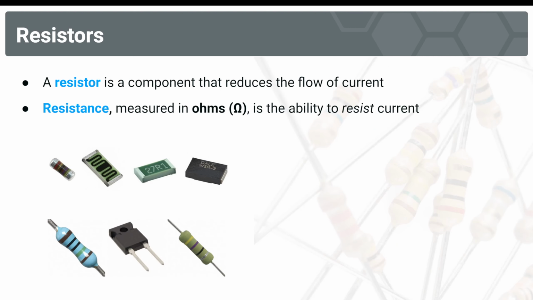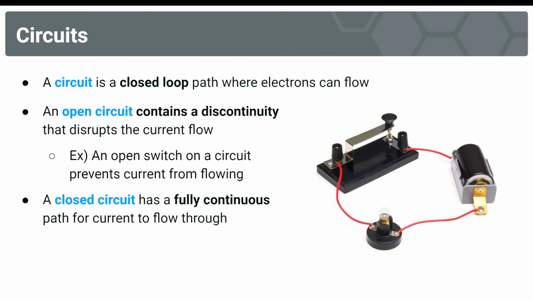Let's talk about resistors. Resistors are a component that reduce the flow of current. Resistance is measured in ohms, and it's the ability to resist current. All right, we've arrived at circuits. A circuit is a closed loop path where electrons can flow. An open circuit contains a discontinuity that disrupts the electron flow, the current flow.